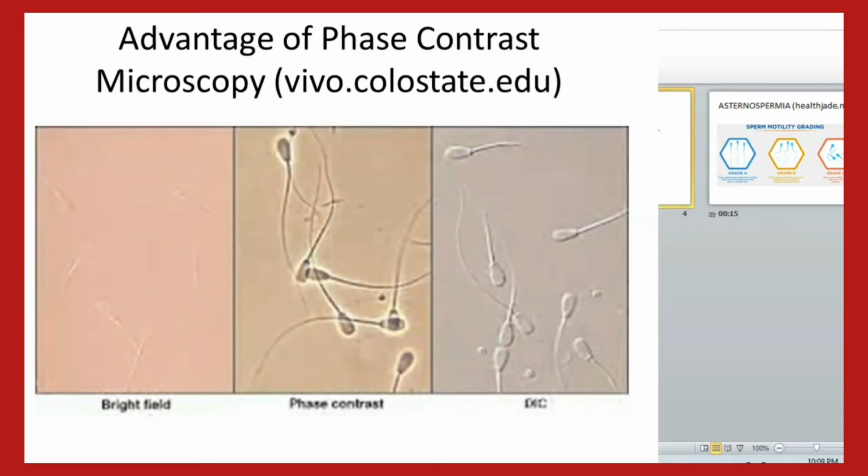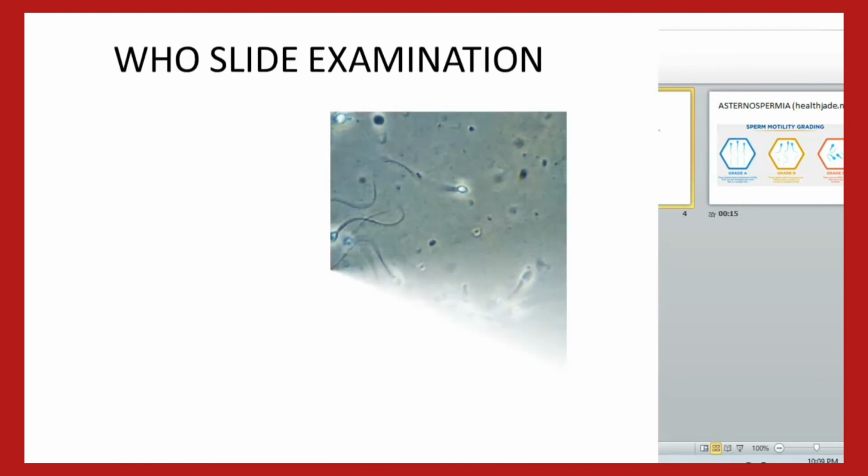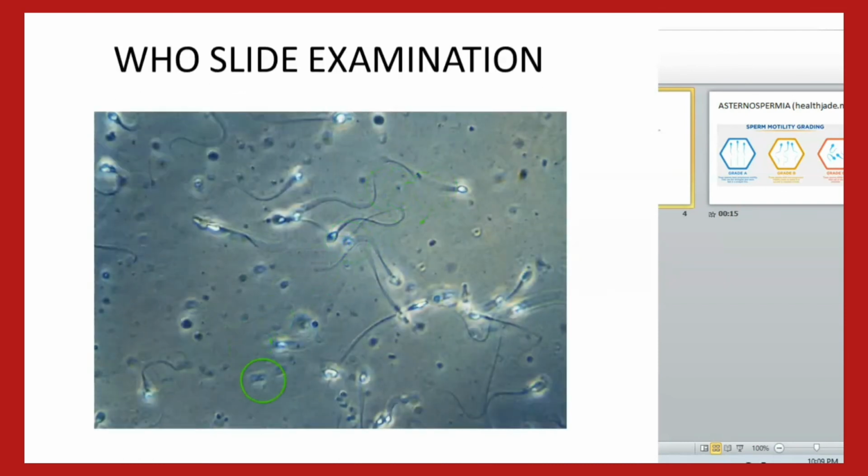The phase contrast advantage is shown here. The phase contrast is the middle one. You can see the sperm cell appearing vividly. It is better than the dark contrast or the light microscope. WHO slide examination is what we have now seen. We see the sperm cells all around swimming.